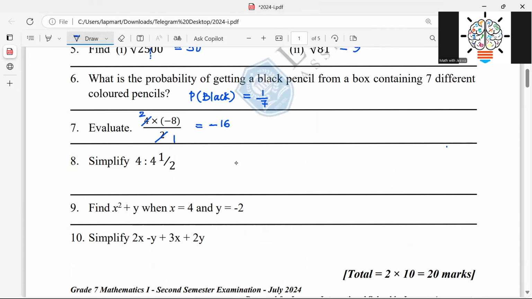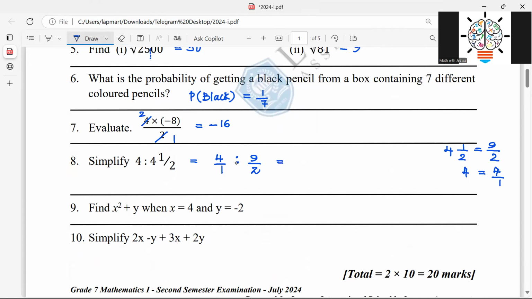First of all, we convert 4.5 into an improper fraction. It is 9 over 2, right? Then on the other side we have 4. We write it as 4 over 1. Now, what are the two items we have? 4 over 1 to 9 over 2. Right? We have 4 over 1 to 9 over 2.